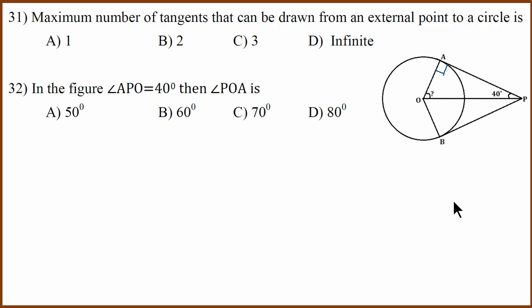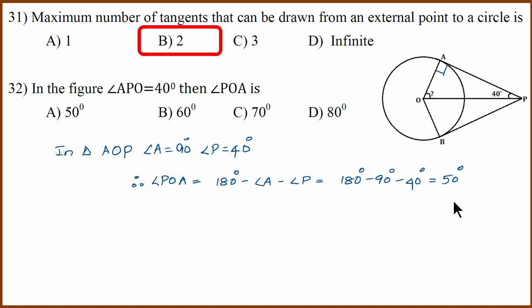Alright, circle question. The maximum number of tangents that can be drawn from an external point to a circle is 2. What about the 32nd question? Here they have given 40 degree. This we know is 90 degree because the radius and tangent are at 90 degrees. What is this angle? If this is 90 and this is 40, this has to be 50, because the internal angles of a triangle add up to 180 degree. Correct answer is A.